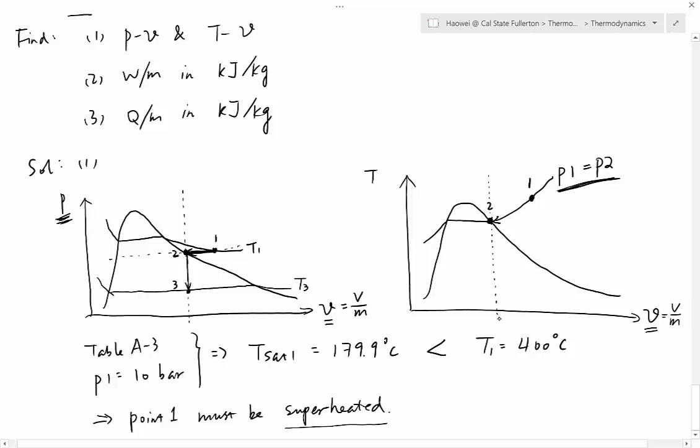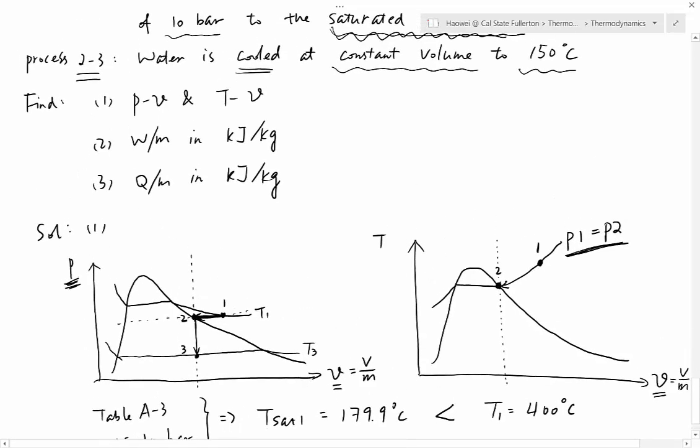And then 2→3. Where do I put number 3? I know number 3 must be on this dashed line. Do I put number 3 on top of number 2 or below number 2? Remember, 2→3 is a cooling process. So what's going to happen to temperature? Temperature will go down. That means the y coordinate will become smaller. If the y coordinate becomes smaller, you have to go down. So 2→3 goes straight down along this dashed line. This is number 3.